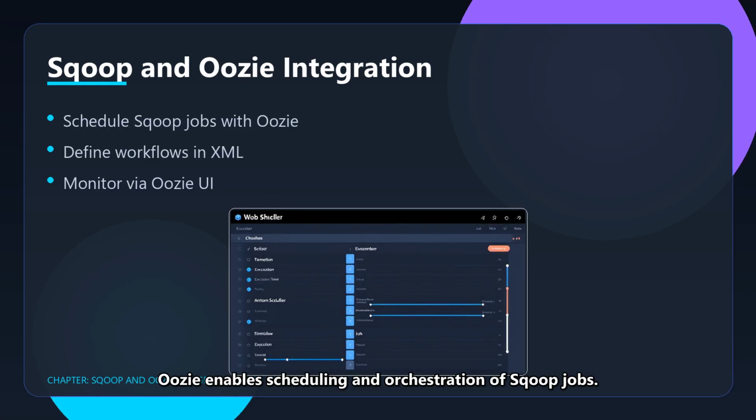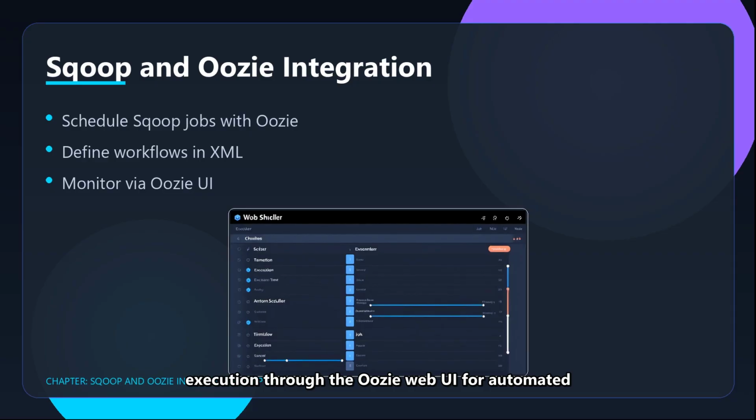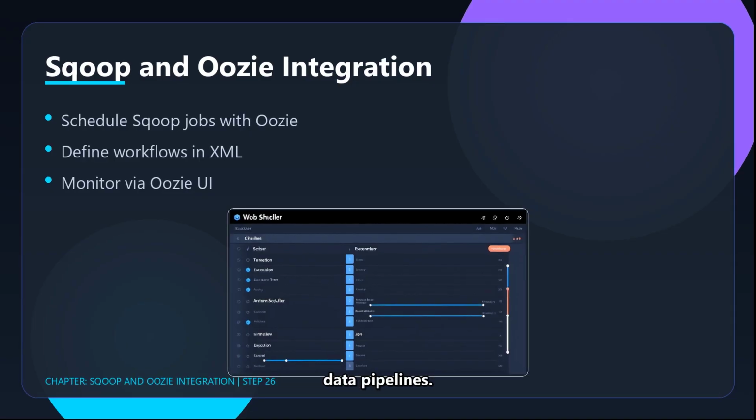Oozie enables scheduling and orchestration of Sqoop jobs. Define workflows in XML, set triggers, and monitor execution through the Oozie web UI for automated data pipelines.